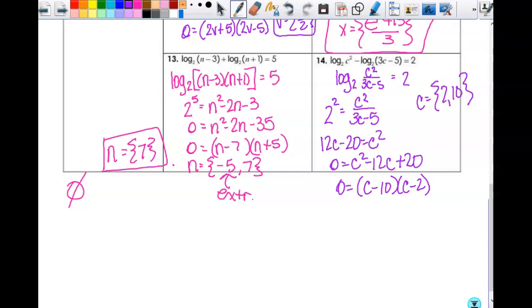All right. Do both of these work? Yes. When you square them, they're positive no matter what, and we are good. That is our answer. All right.